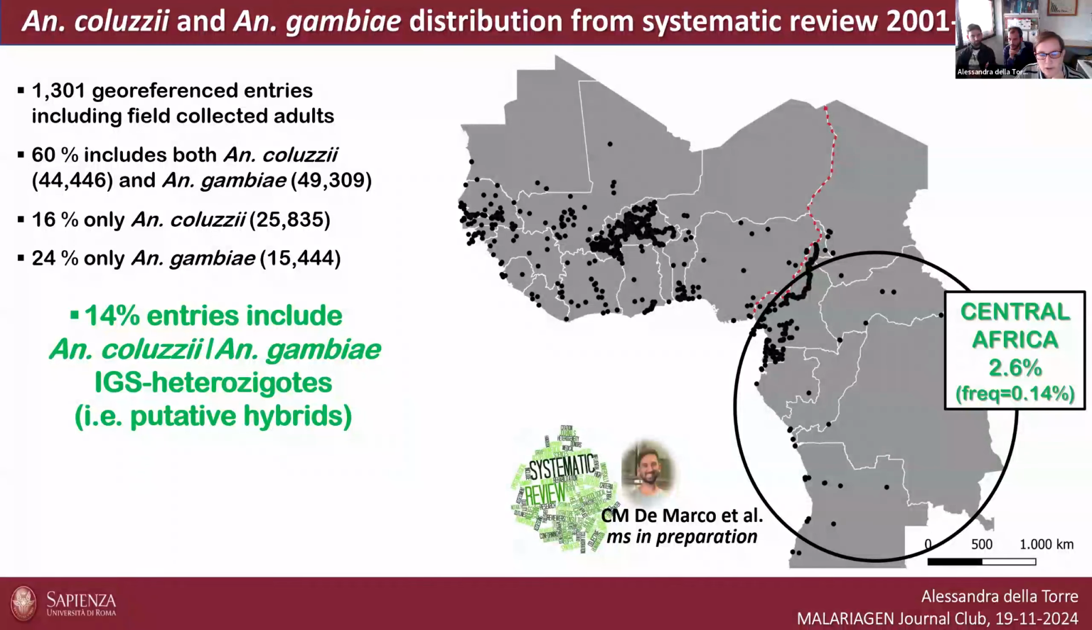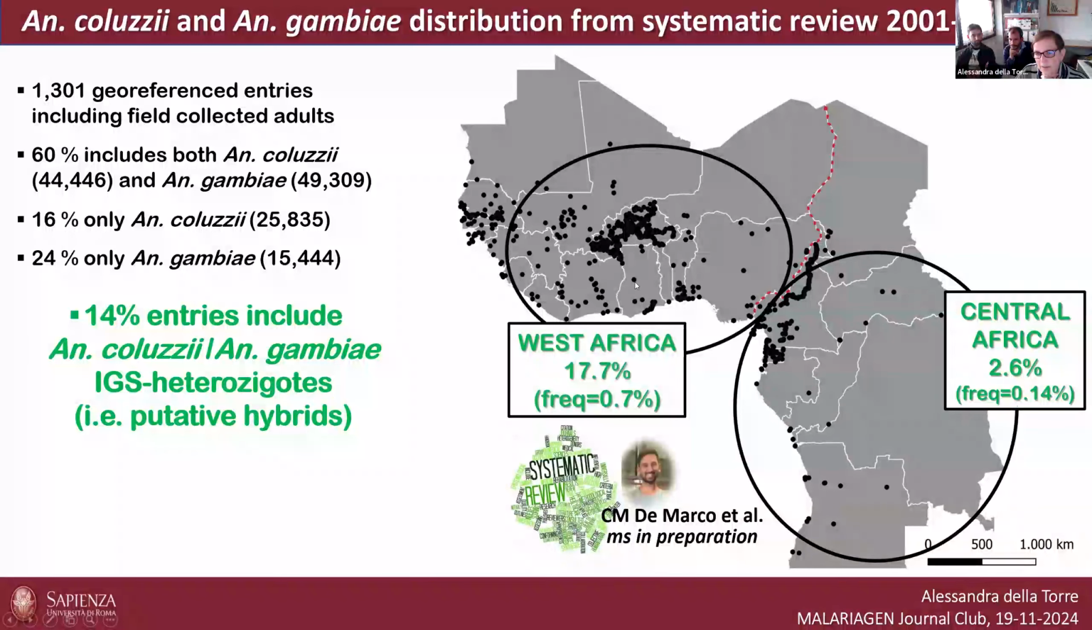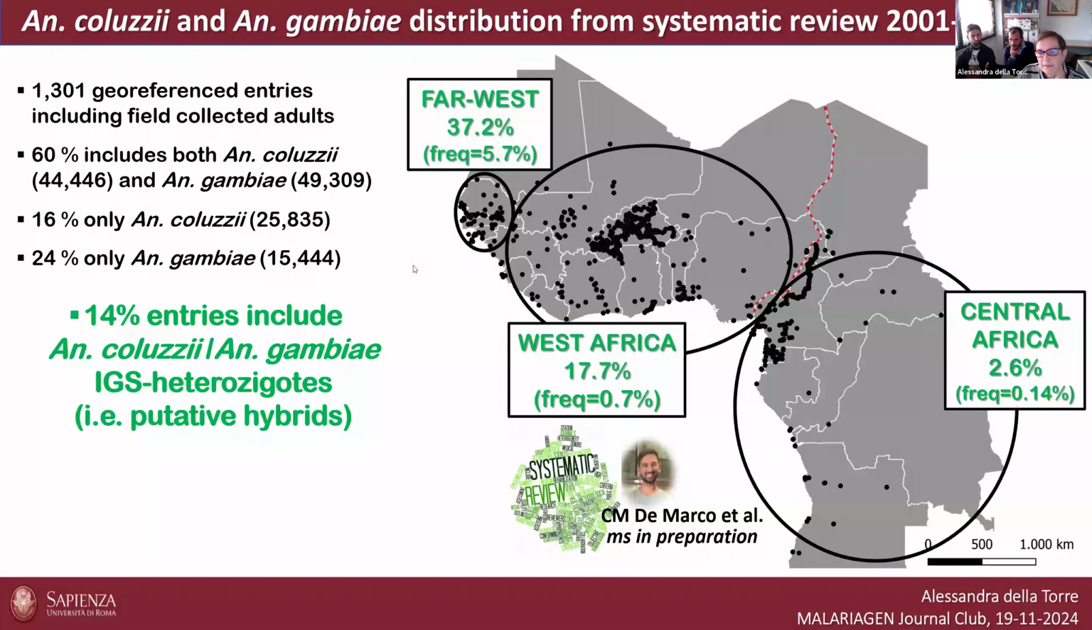But if you see the distribution of these putative hybrids across West and Central Africa, only 2.6% of the entries in Central Africa present hybrid genotypes, for an overall frequency of 14%, while this increases a lot in West Africa, where the average frequency of hybrids is 0.5%, but increases very, very much in what we call the Far West region, including Senegal, the Gambia, and Guinea-Bissau, where almost 40% of the entries include hybrid genotypes, with average frequencies of 5.7%.